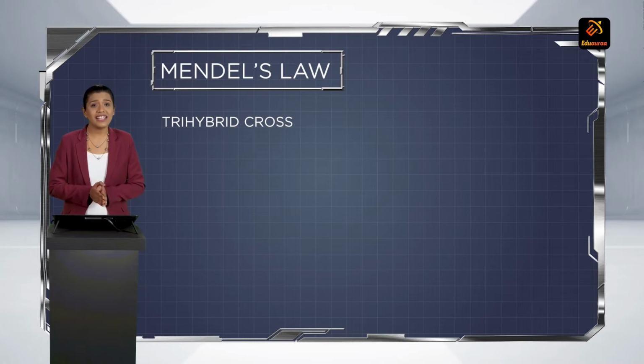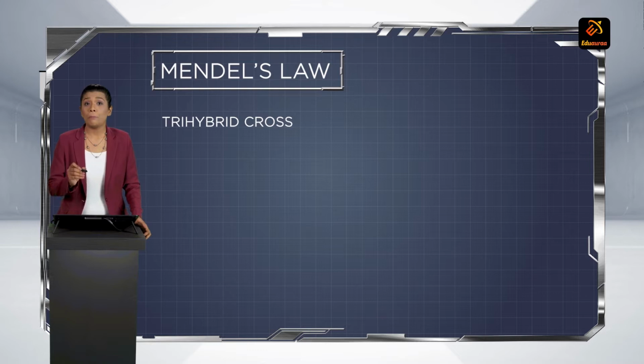So now let us deduce the type of gametes in a trihybrid type. That means we will be considering three traits now. Come on, let us check. But I'll give you a twist here so that your concepts can get clearer.